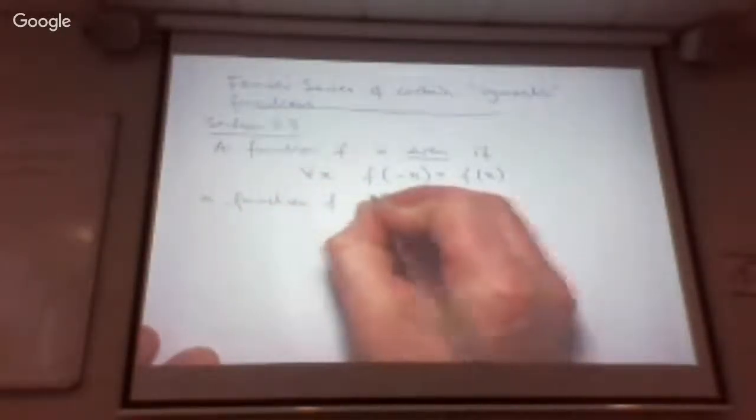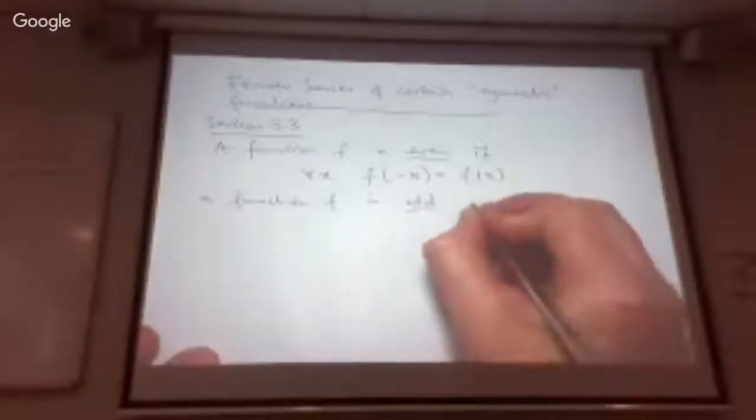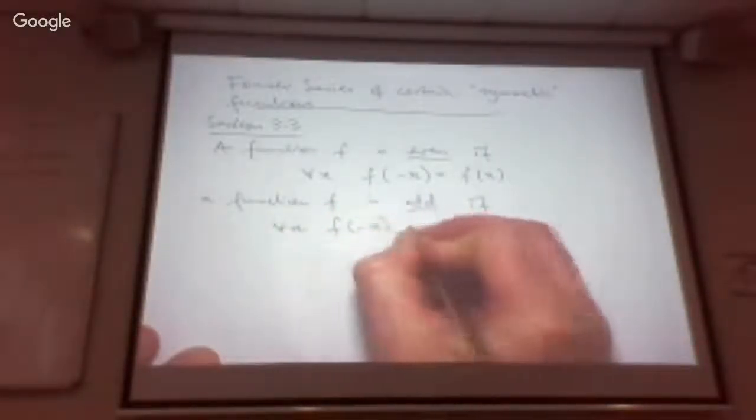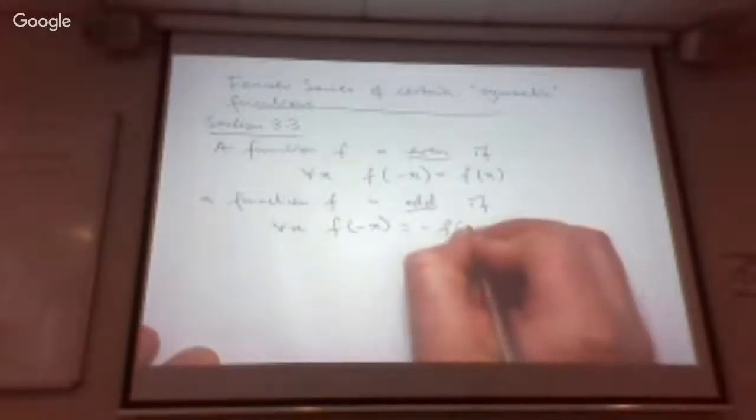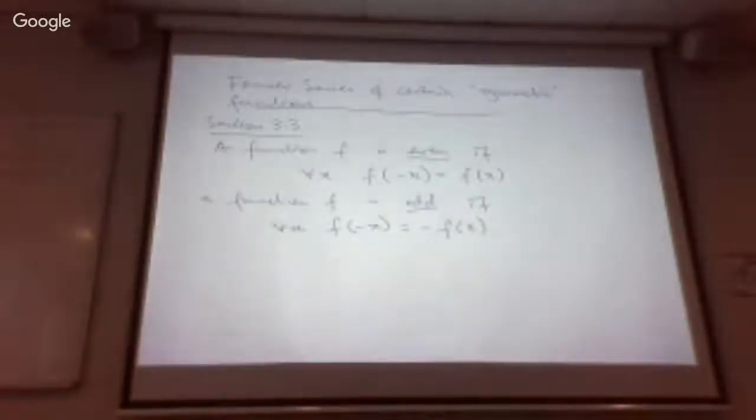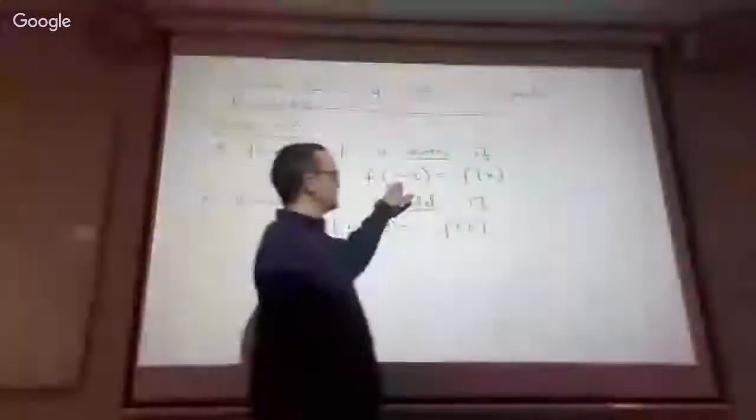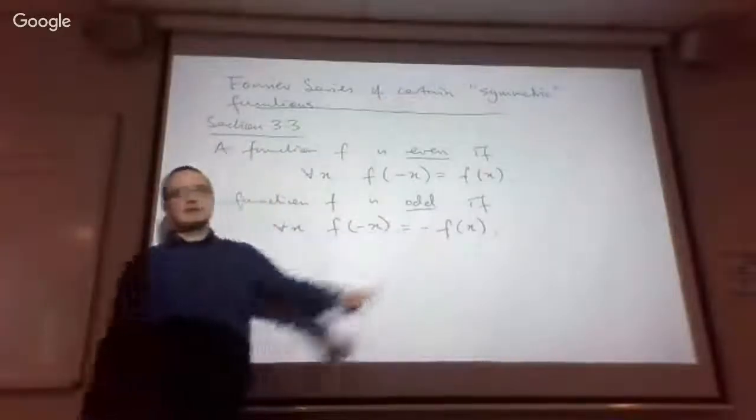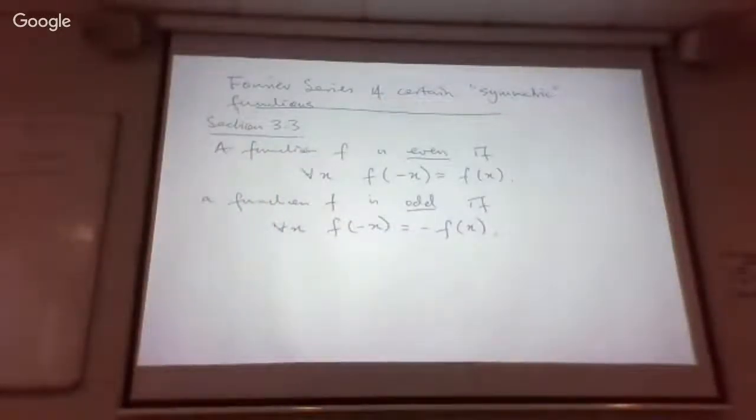And a function f is called odd if for every x, f of minus x, the minus sign kind of comes out. For even functions, the minus sign in the argument makes no difference. For odd functions, the minus sign in the argument pops out. Now, a function has to be quite special in order to be even or odd.